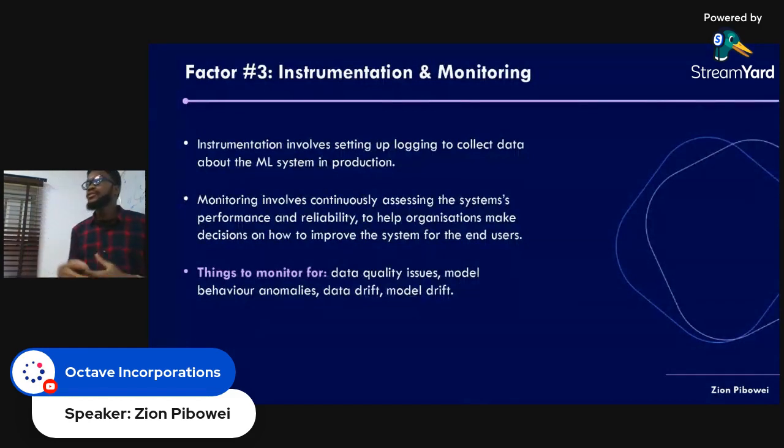Then the next factor of scale is instrumentation and monitoring, where we want to instrument everything that we're doing. So we set up instrumentation to log or to collect data about the ML system.